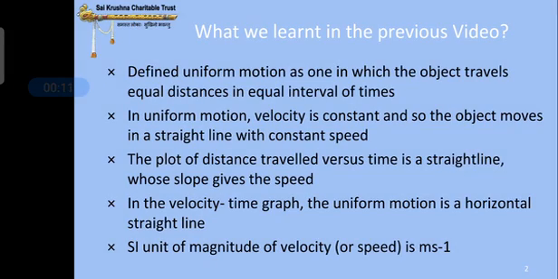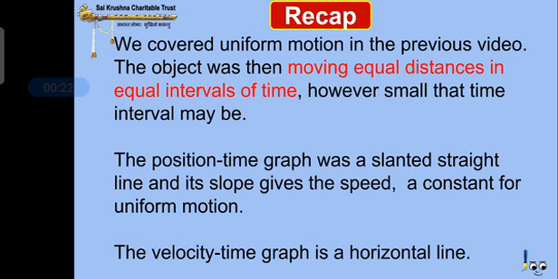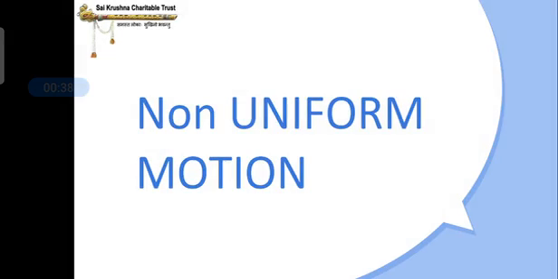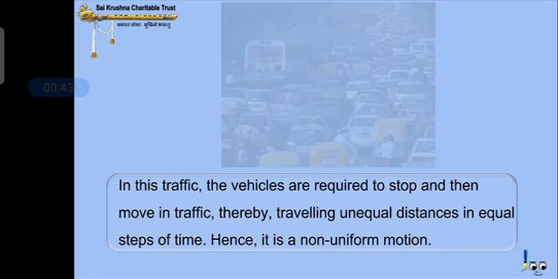So what we learned in the previous video? We have studied about uniform motion, a velocity-time graph, and the SI unit of velocity, right? And we have studied the definition of uniform motion. So what do you mean by that? The object which is moving equal distances in equal intervals of time is called uniform motion, right? And in today's class, let us study about non-uniform motion.